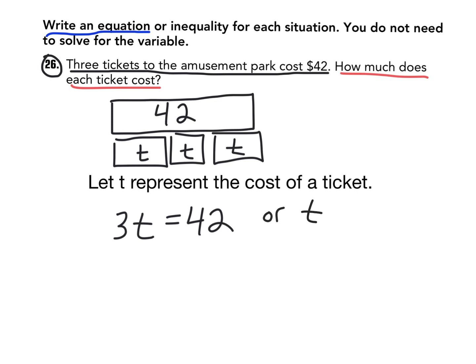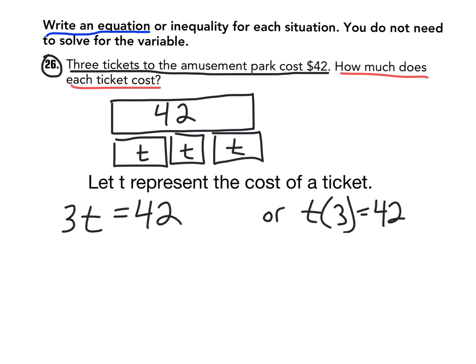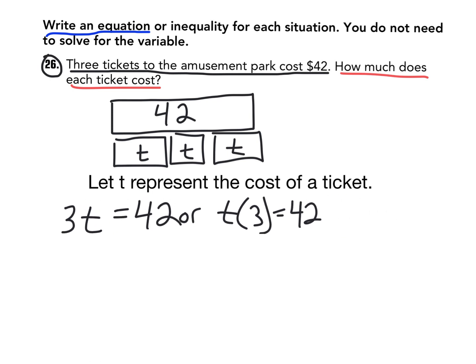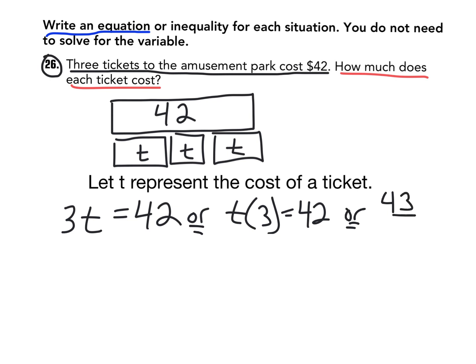If you had T times 3 equals 42, that's fine. Technically, they didn't say what kind of equation we had to write, so as long as you come up with something that works. So you could think, well, it's $42, I'm going to divide that by 3. That's fine. Just make sure you write an equation. 42 divided by 3 equals T. That could be your equation also. If you had time, you could work these out.